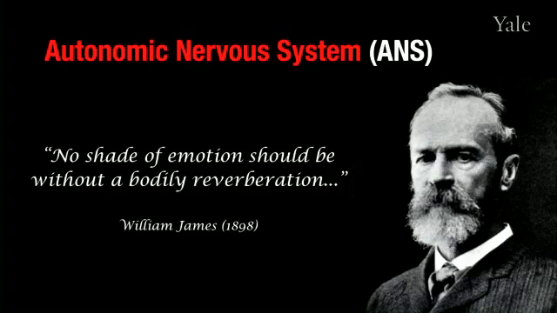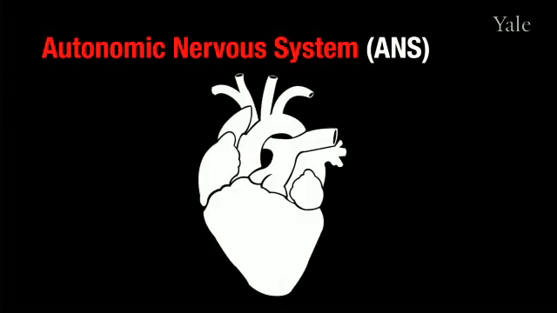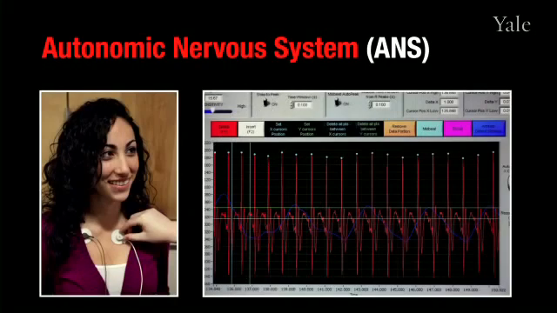William James, really the father of psychology, first echoed this notion that indeed the body is a window into the emotional soul. He said, "No shade of emotion should be without some sort of bodily reverberation, or some way in which our body shifts or undulates when we feel an emotion response." We'll talk about this more in the course. We'll actually have a specific lecture devoted to this, where we look at this question of, is the heart really a window into our feelings?